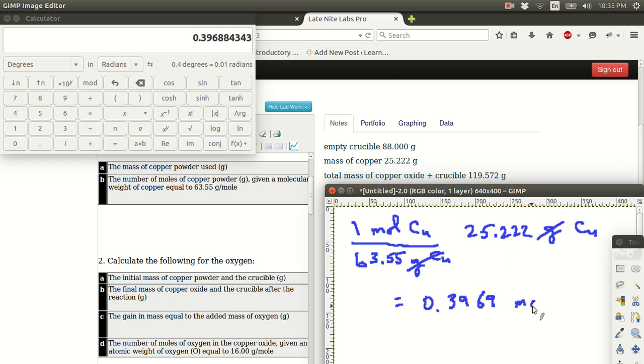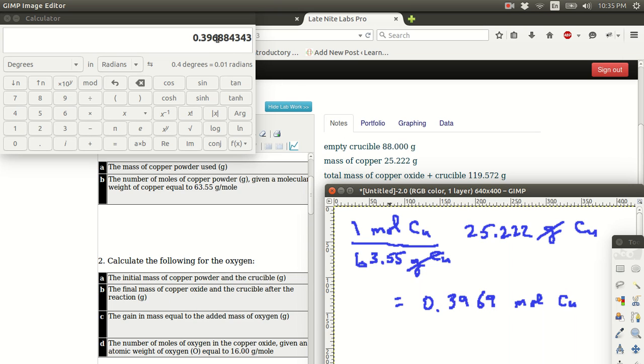0.3969 moles of copper. Now, how do I know that it is not 0.396884343? I know that because these digits here are 4. There are 4 digits. These digits here are 5. There are 5 digits. When you multiply and divide, the rule for significant figures is that you must use the lowest number of significant figures in the data. So the data are 63.55 and 25.222. This has 4. 4 is lower than 5, so the answer also must have only 4 significant figures.